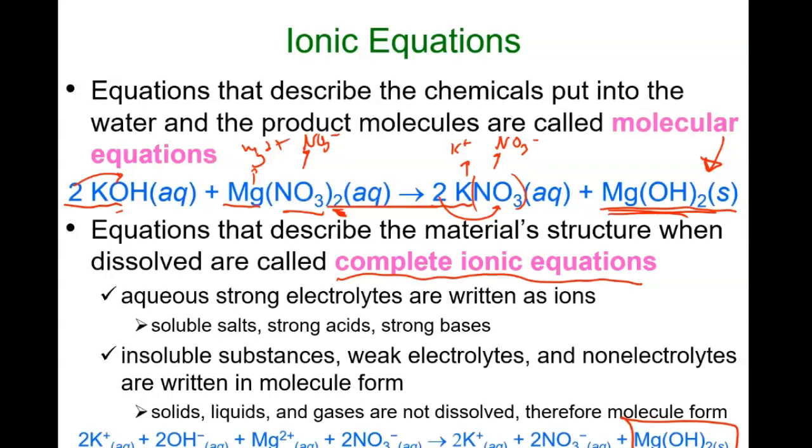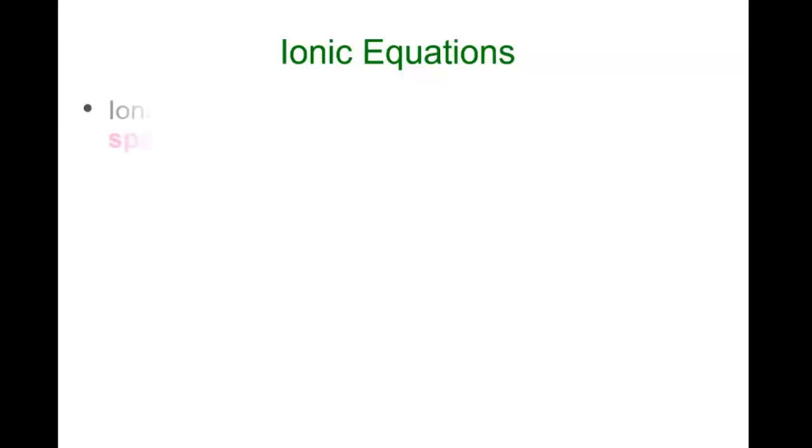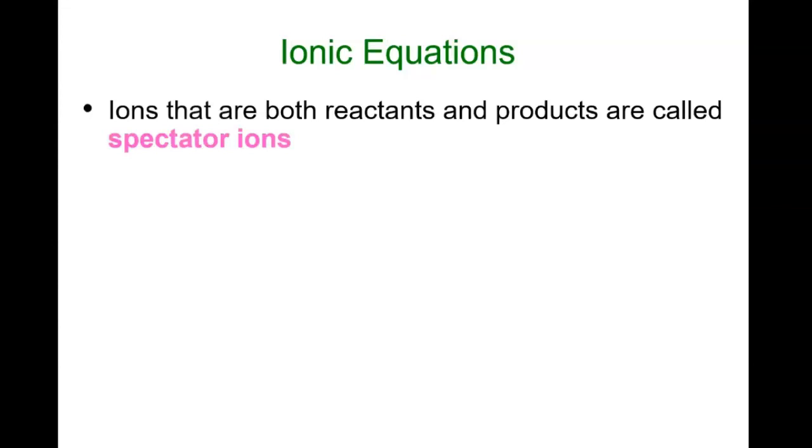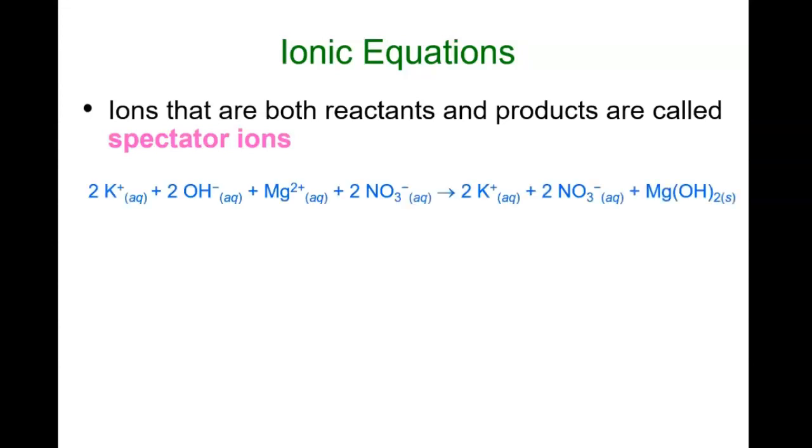Now the next one is the most important: the net ionic equation. The net ionic equation is what's actually happening in this reaction, and that's what we're going to be concerned with from now on. What's actually happening in the reaction is we created a solid. This solid came from an Mg and 2 OHs. That's what created this solid.